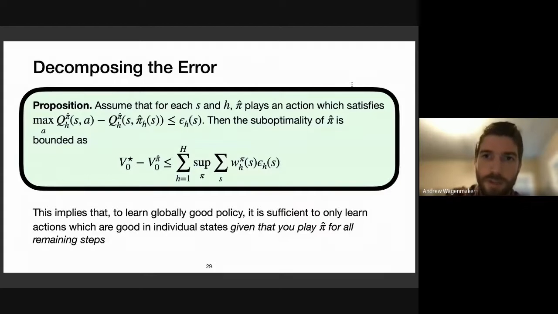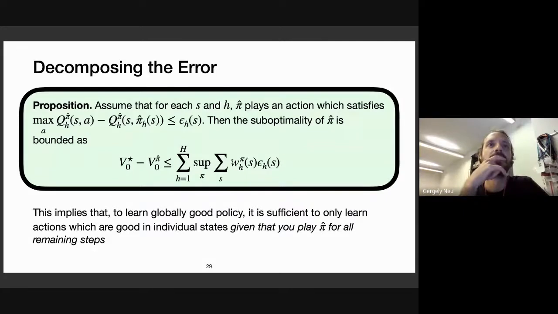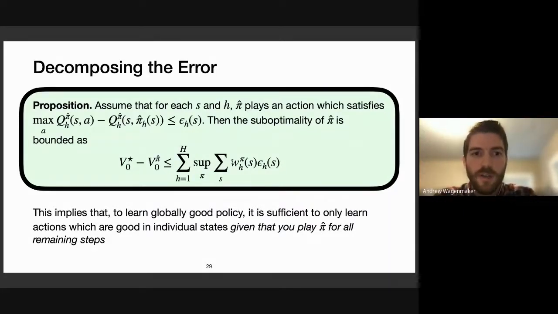Now, making this work with why you get the sup over pi here: the basic issue is that the action you're going to be playing at stage H, this pi hat of H, you don't really know, it could be any action. It's hard to quantify what the locally optimal action will actually be, what this A is going to be here. And so you can actually refine this a bit. You don't need a sup over pi. You can get something like a sup over epsilon-optimal policies, I think.